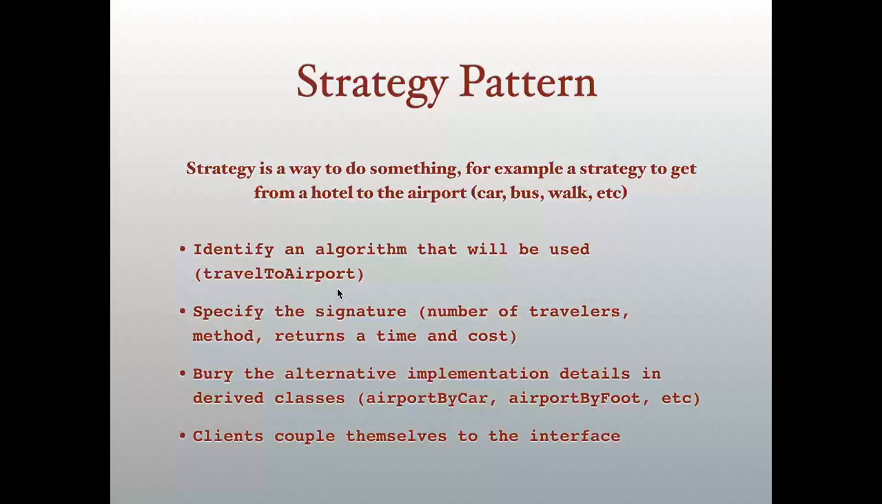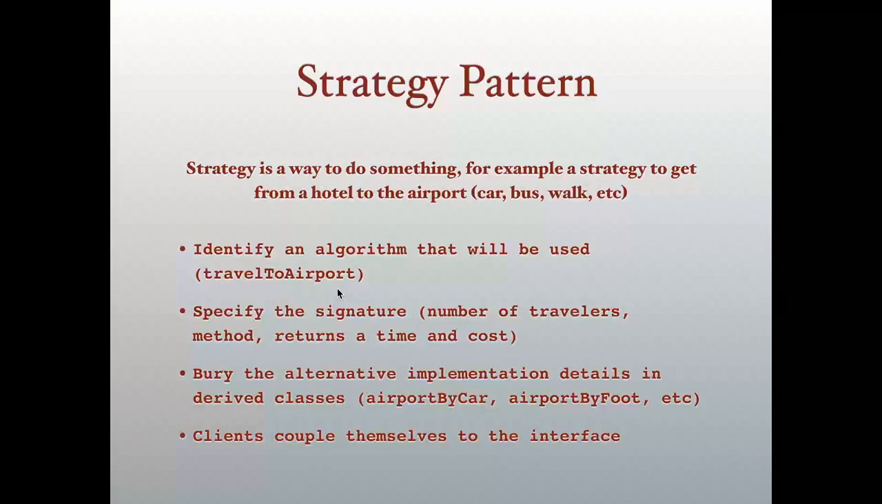The way a strategy works is that you identify an algorithm that will be used. So in this case, travel to airport. It's the underlying goal. It's the underlying, hey, I'm trying to do something. It's the underlying function. So it could be stuff like send to printer. It could be store data. There's a whole lot of different things that you could use as a strategy.